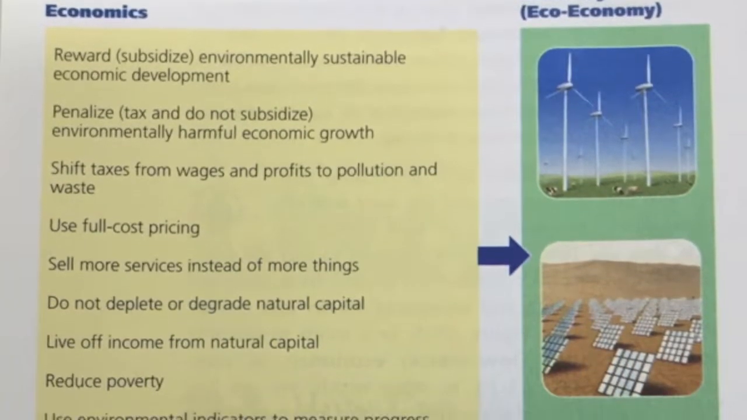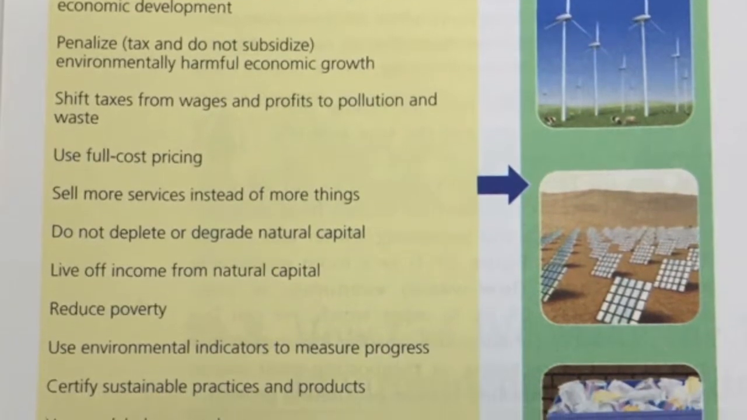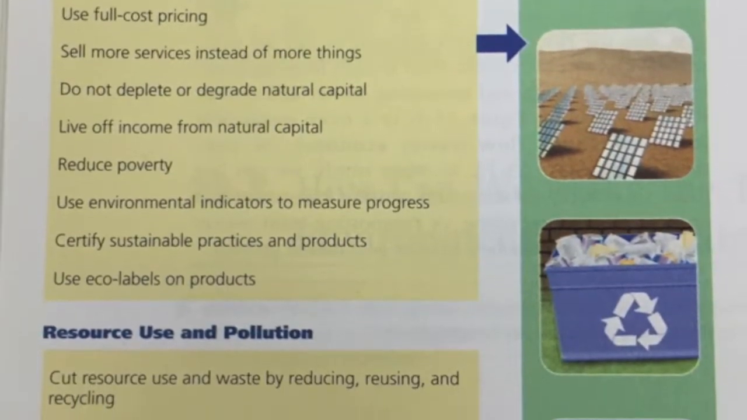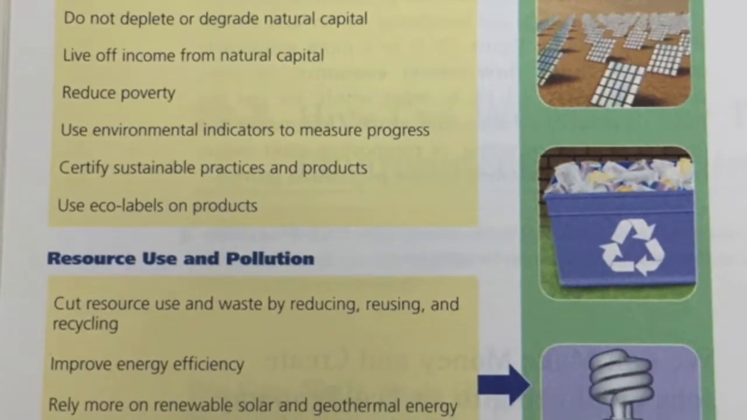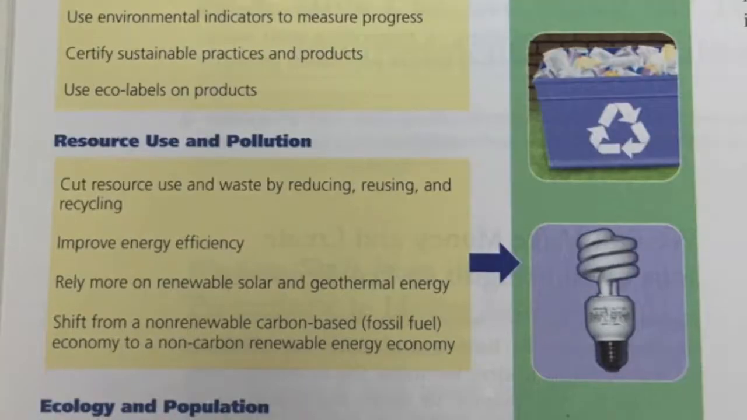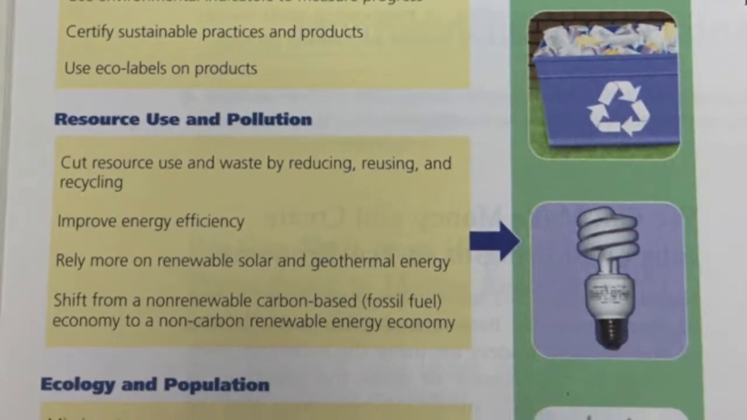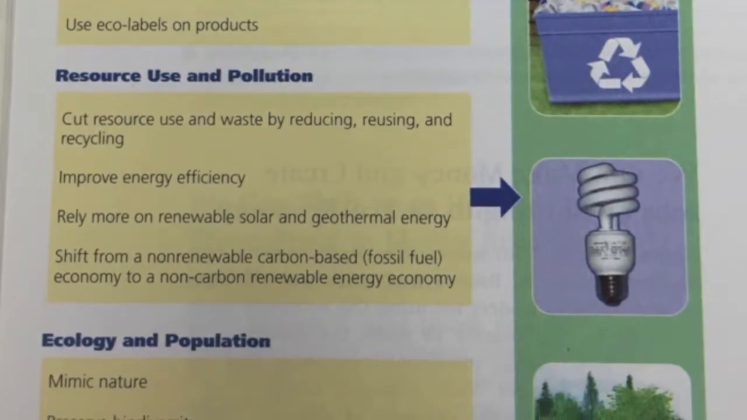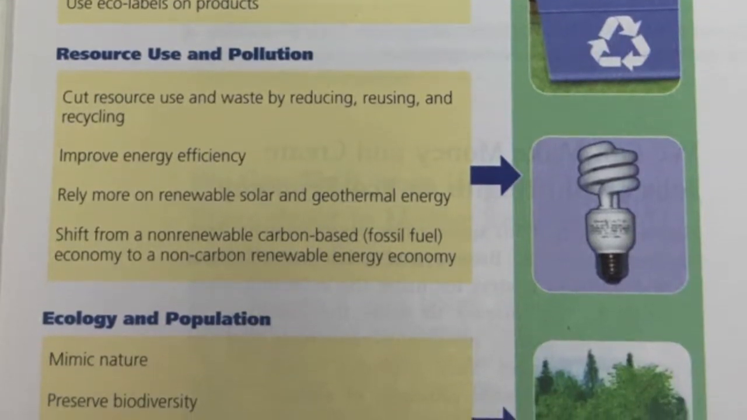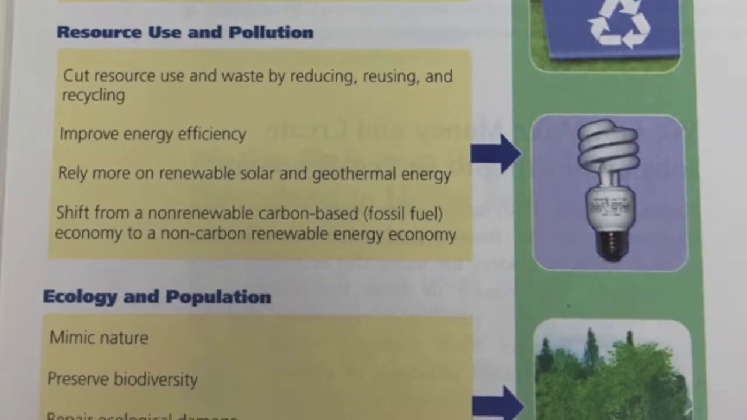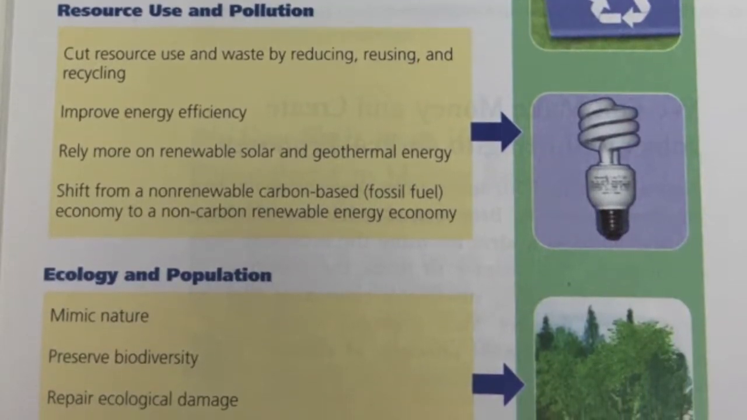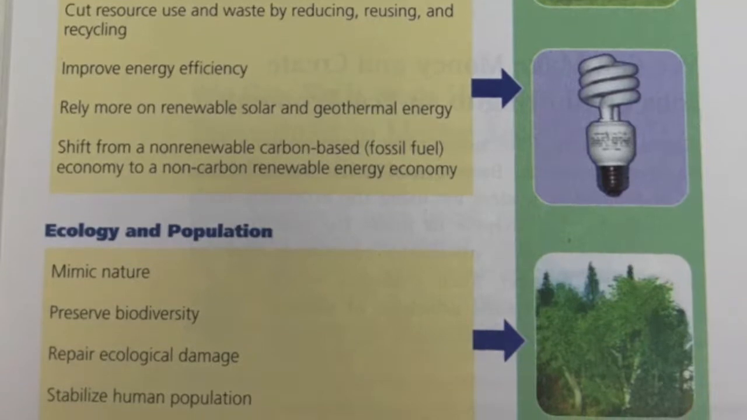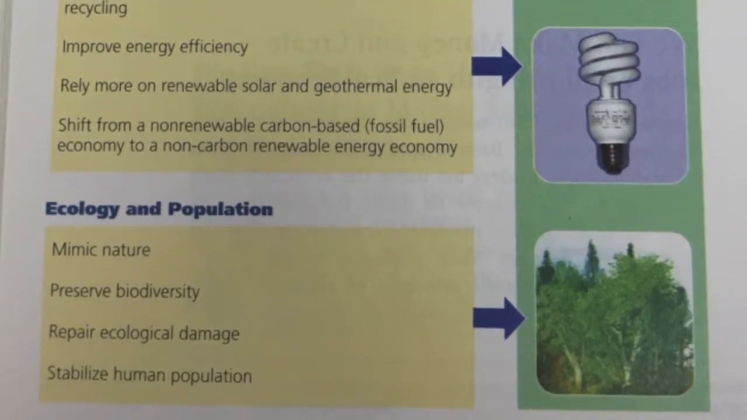Subsidize environmentally sustainable economic development, penalize environmentally harmful economic growth, shift taxes from wages and profits to pollution and waste, use full cost pricing, sell more services instead of more things, do not deplete or degrade natural capital, live off income from natural capital, reduce poverty, use environmental indicators to measure progress, certify sustainable practices and products, use eco-labels on products, cut resource use and waste by reducing, reusing, and recycling, improve energy efficiency, rely more on renewable solar and geothermal energy, shift from a non-renewable carbon-based economy to a non-carbon renewable energy economy, mimic nature, preserve biodiversity, repair ecological damage, and stabilize human population.